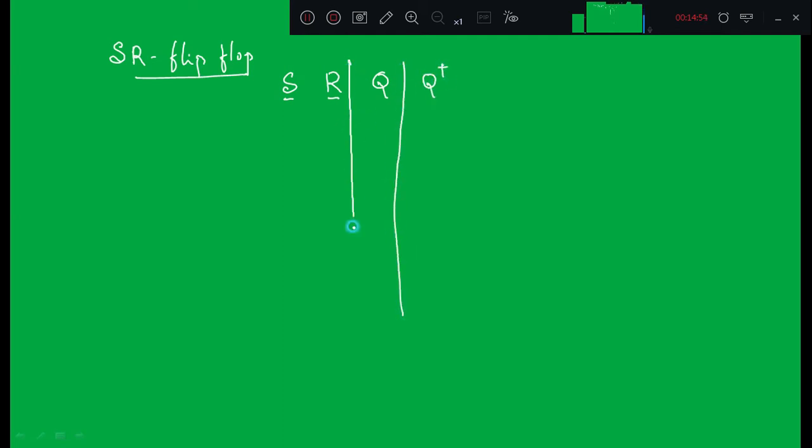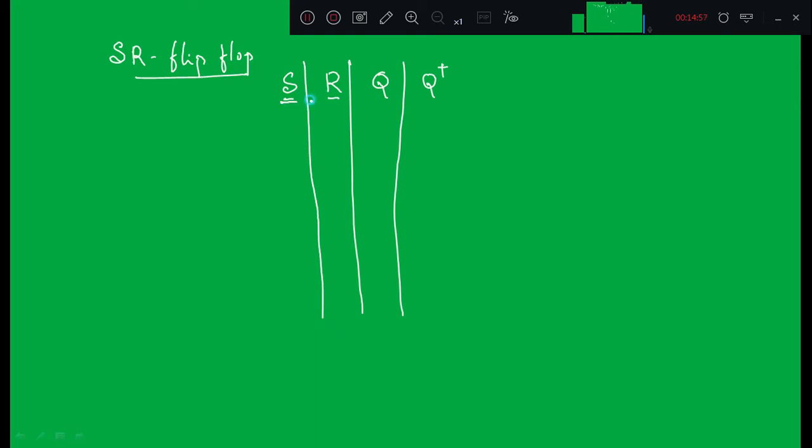Next, we will move to the characteristic equation of the SR flip-flop. To obtain it, again we have to refer back to the truth table of the SR flip-flop, right? And now we have to write one more functional table of the SR flip-flop to obtain its characteristic equation. So now the normal inputs will be S and R. There are two inputs and one previous output, which is Q, and along with this we have one output, that is Q plus.